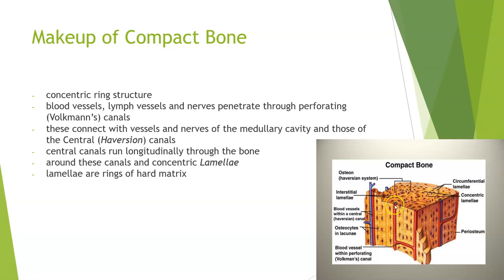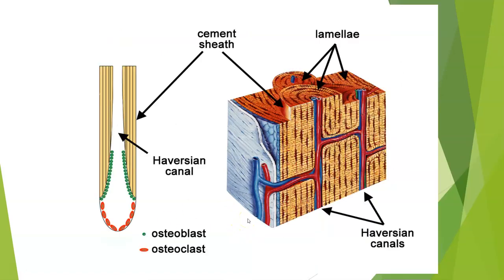You can see it running from one end to the other along the shaft, and they're fairly long. Around the canals, we find these concentric rings, and these concentric rings are called lamellae. So we can see here in the diagram a little bit closer, we have these circles, and they run in rings almost like an onion. Here's our central Haversian canal, and here are our Volkmann's canals that are running here, and you can see the periosteum here. So Volkmann's here and Haversian canals here.